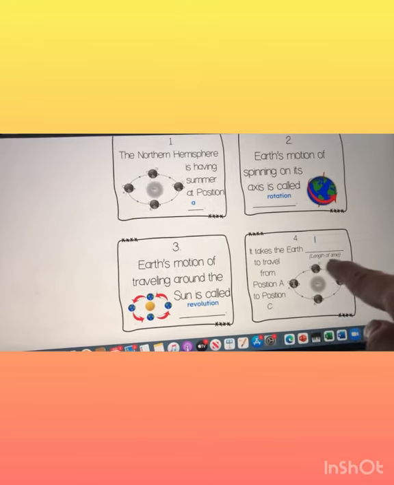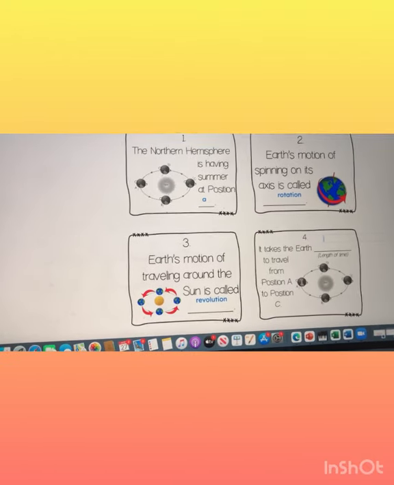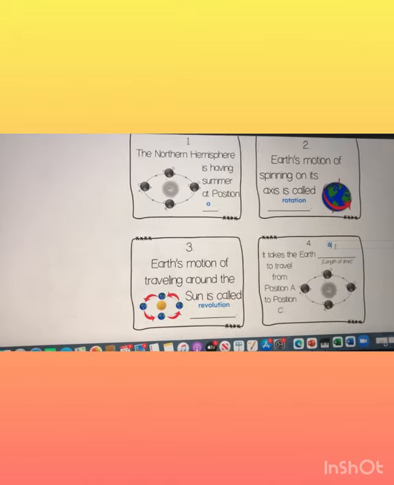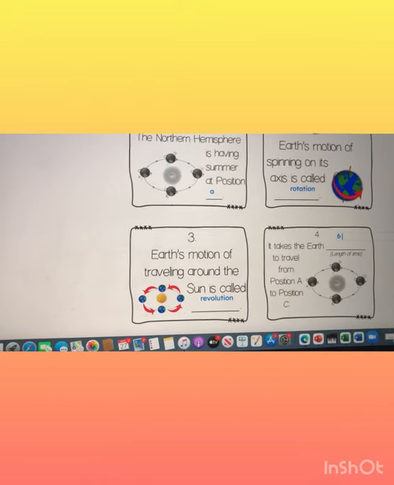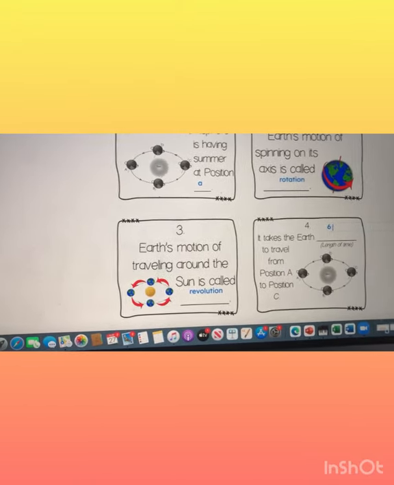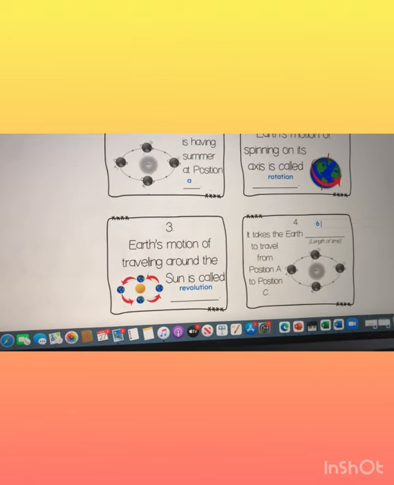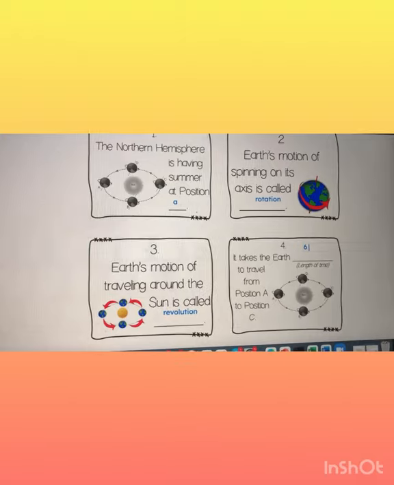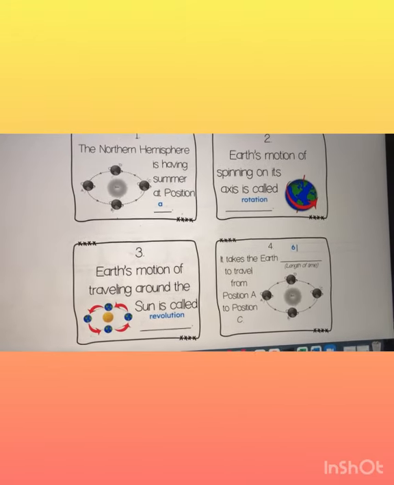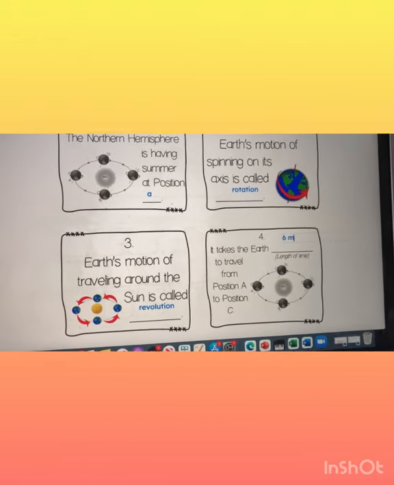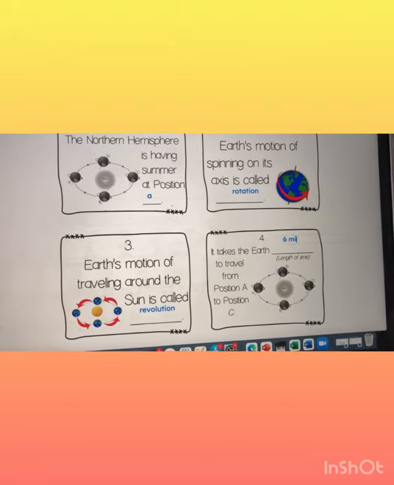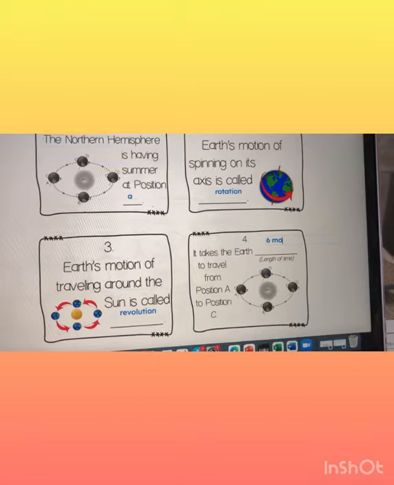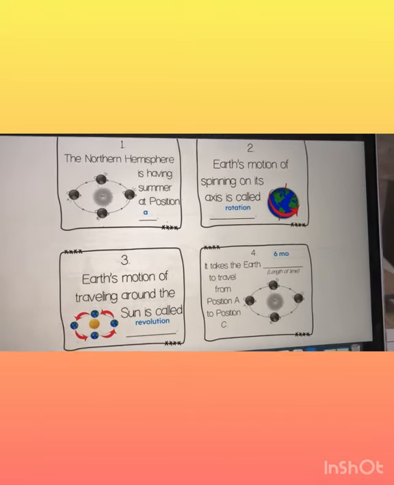How long does it take? Length of time. Maria, I see you wrote 6, but what do you mean? 6 days, 6 years, 6 months, 6 weeks? What do you mean? You need to be real specific when you are writing down your numbers. 6 miles. That could be an answer. You're right, it is 6 months.